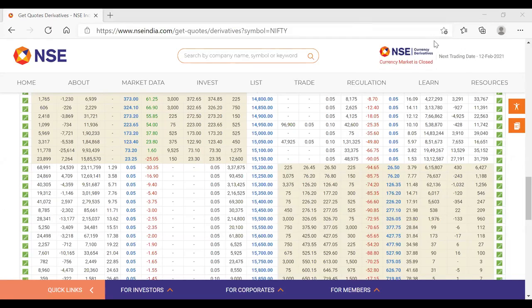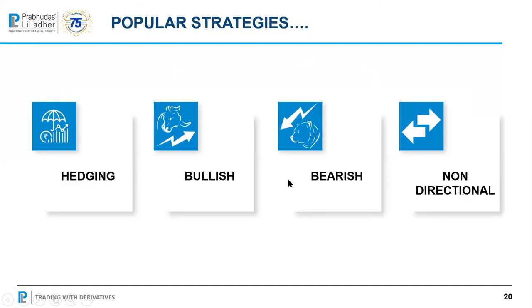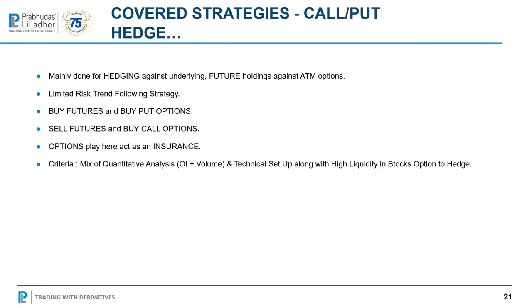Okay, no more queries, so we'll proceed. Now going forward, we will be seeing strategies. Like we've understood, derivatives help in hedging. We have some bullish strategies, some bearish strategies, and also some non-directional or sideways strategies. We'll quickly cover a few very simple ones that are practiced on an everyday basis.